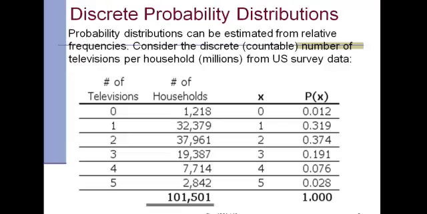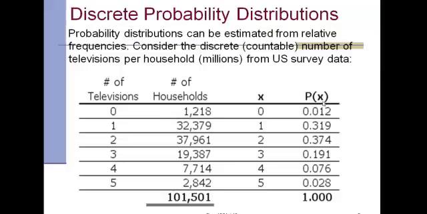So to get us started, I've got this one example, and this example is looking at the number of households in the United States and the possible number of televisions in each one of these households. So here, from this sample of 101,501 households, there were 1,218 households with no television. Imagine. 32,379 that had one, 37,900 with two, etc. All the way up to 5. So the number of outcomes, or the possible values of x, were 0 through 5. So there's 6 possible values for x.